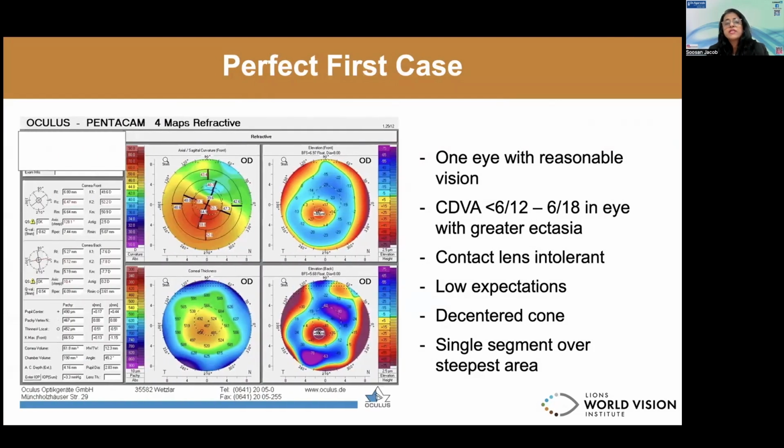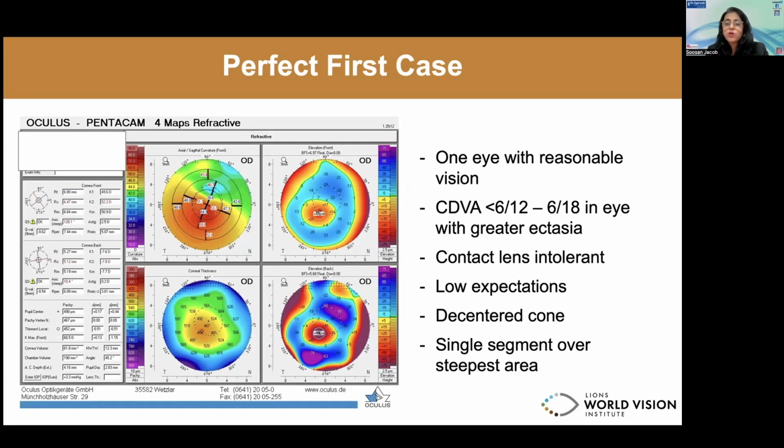Now, what is a perfect first case? The perfect first case would be, as I said, a decentered cone to start out with. It would be nice to have a patient where the other eye has reasonably good vision. Again, a good case is where the corrected distance visual acuity is less than 6 by 12 or 6 by 18 in the eye with greater ectasia. A patient who's contact lens intolerant.